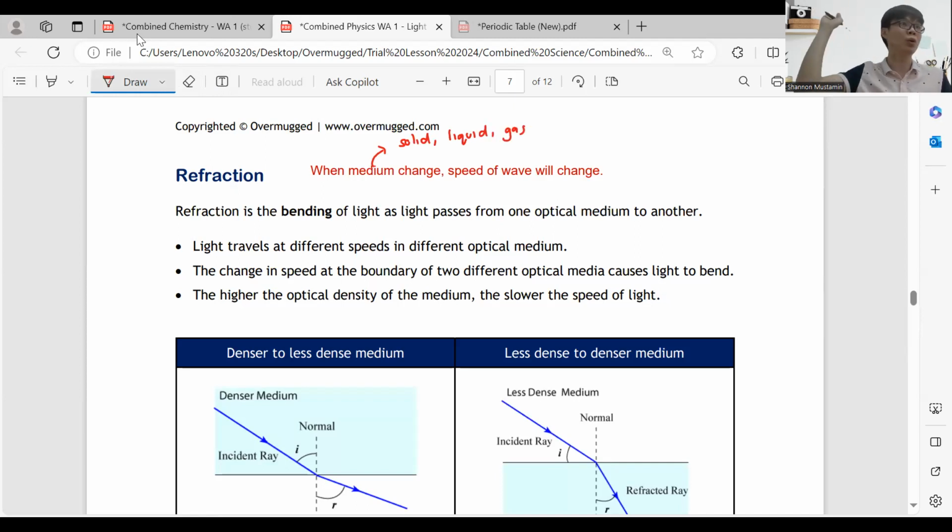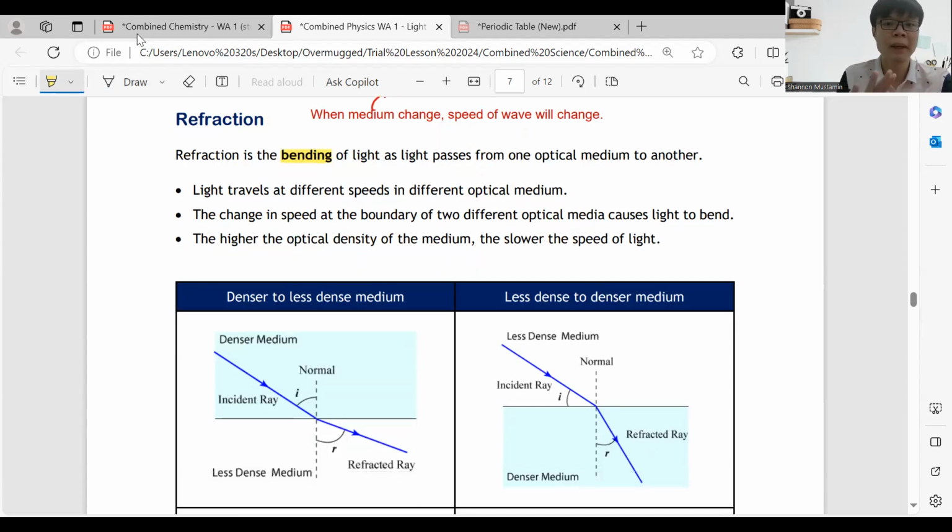Yep, so this key concept applies to all your wave chapters. So sound, light, what else? Ear waves. Okay. Right. So in different optical media, light will travel at different speeds. The bending occurs because there is a change in speed. In general, the higher the optical density of the medium, the slower the speed of light. So usually for your light, solid has the highest optical density. That means the light will slow down when it's passing through solids.